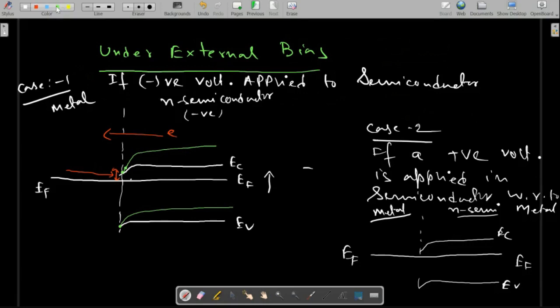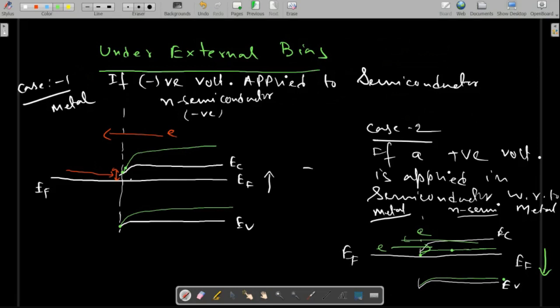If we apply a positive voltage, since electrons are negatively charged, the energy of electrons will reduce. So the total band will bend in the downward direction. That means this band will be something like this. Again, you will not face any barrier, so electrons can easily cross both ways, from the metal side or the semiconductor side. There is no barrier present. That's why this type of contact is called a non-rectifying contact.